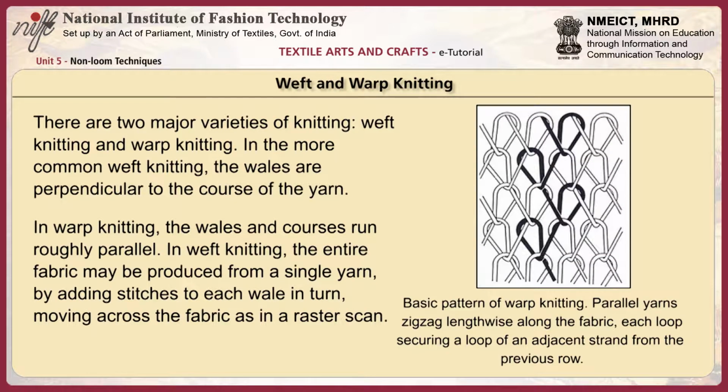There are two major varieties of knitting, weft knitting and warp knitting. In the more common weft knitting, the wales are perpendicular to the course of the yarn. In warp knitting, the wales and courses run roughly parallel. In weft knitting, the entire fabric may be produced from a single yarn by adding stitches to each wale in turn, moving across the fabric as in a raster scan.